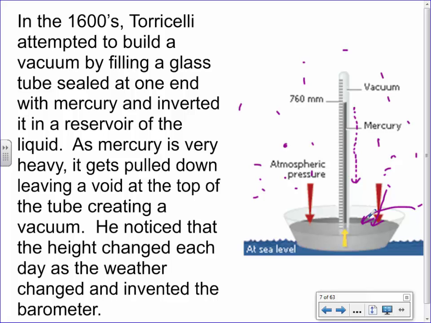So therefore, if there's more pressure, the liquid in the tube gets pushed up a little bit, and if there's less air pressure, then the tube falls. Does that make sense? It's actually absolutely brilliant, minus the mercury part, which is toxic and poisonous. But we don't use that anymore. Does that make sense? So he called it a barometer. And I mean, this is 400 years ago. This is a long time ago.